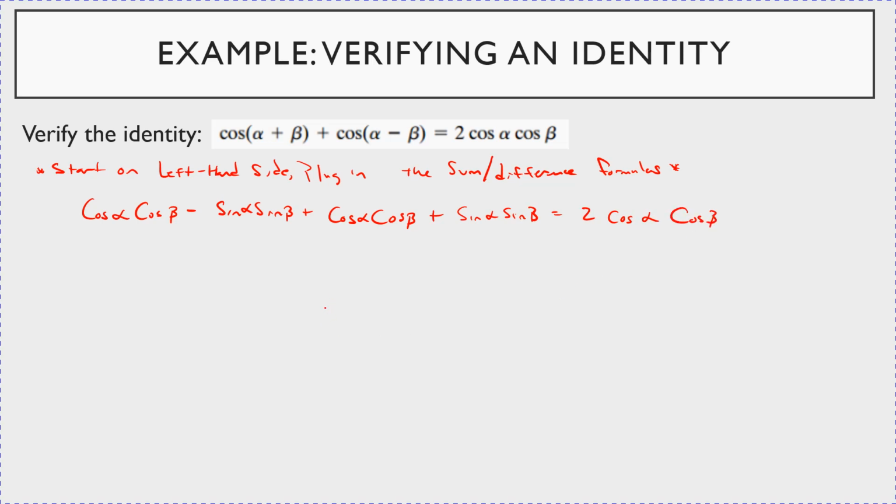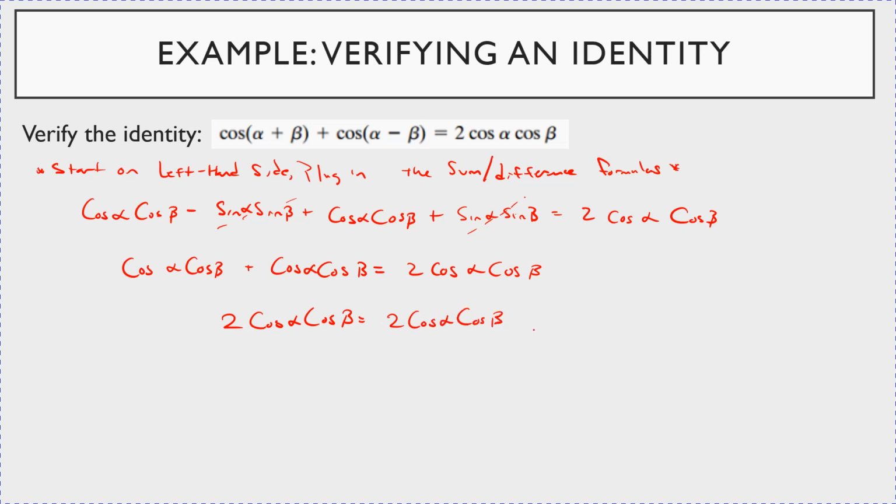Cosine of beta. Look what cancels. Sine of alpha, sine of beta, sine of alpha, sine of beta, minus, minus. So I have cosine of alpha, cosine of beta, plus cosine of alpha, cosine of beta. And absolutely, does that equal 2 cosine of alpha, cosine of beta? Because there's 2 of them. So again, this is just like the substituting or verifying trigonometric identities that we've done before. You just see we have a new formula to work with.